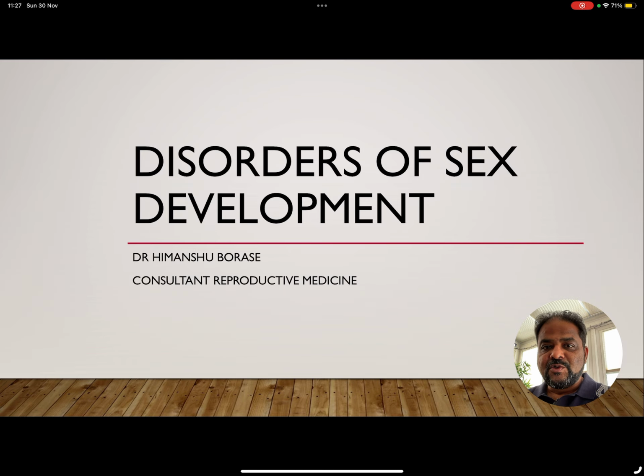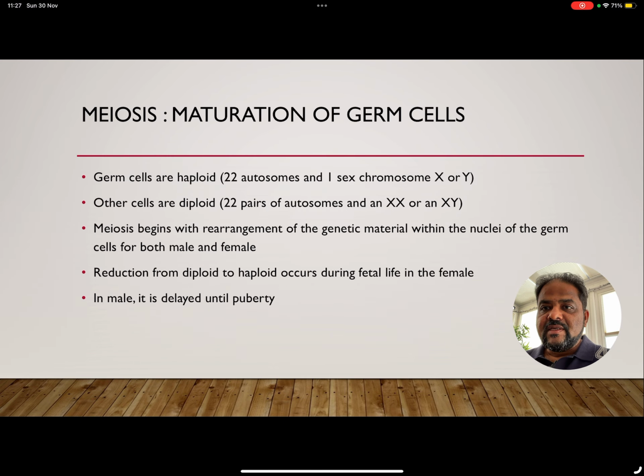Today, we are going to talk about disorders of sex development. So, we'll talk about meiosis, which is maturation of germ cells. Germ cells are haploid, so they have 22 autosomes and one sex chromosome, which is either X or Y. Other cells in the body are diploid, so they have 22 pairs of autosomes and a pair of sex chromosomes, which is either XX or XY. And as you all know, XX is a female genotype and XY is a male genotype.